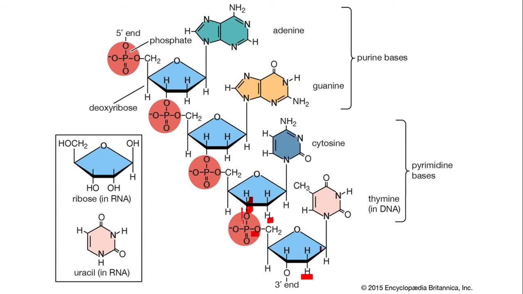So this is a phosphodiester bond. Di means how many? 2. So what you see here is a phosphodiester bond. We say two sugars are joined together by means of a phosphodiester bond.